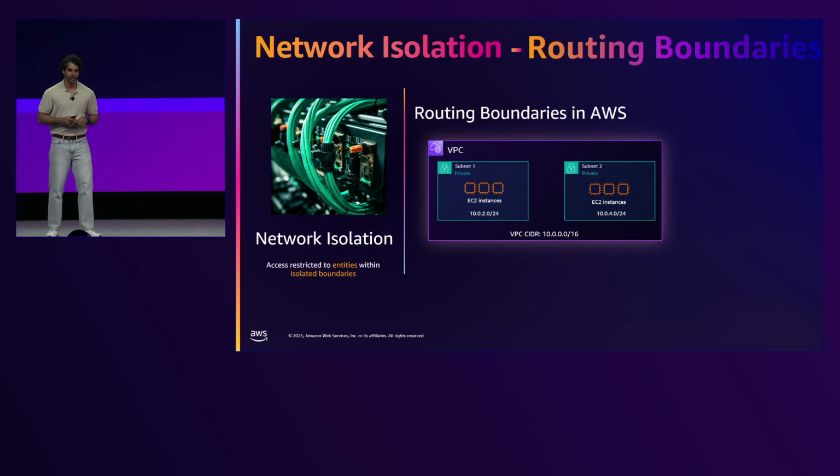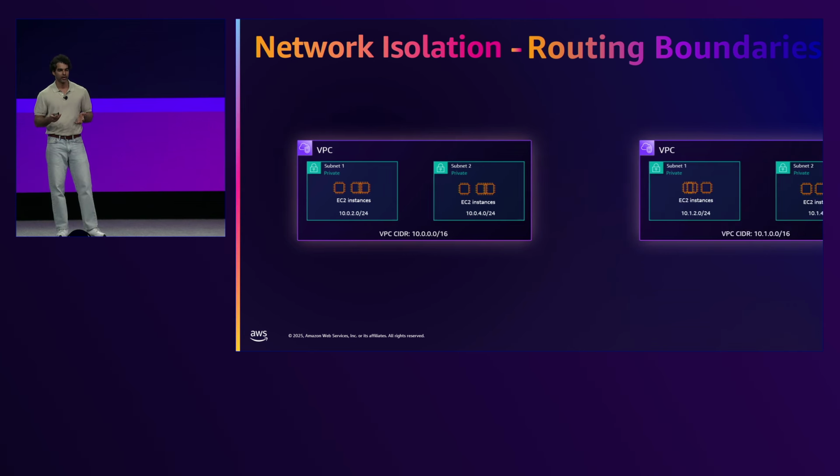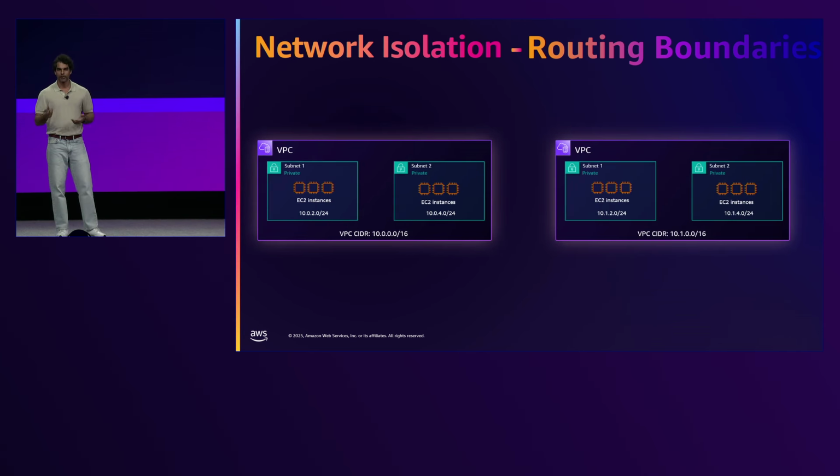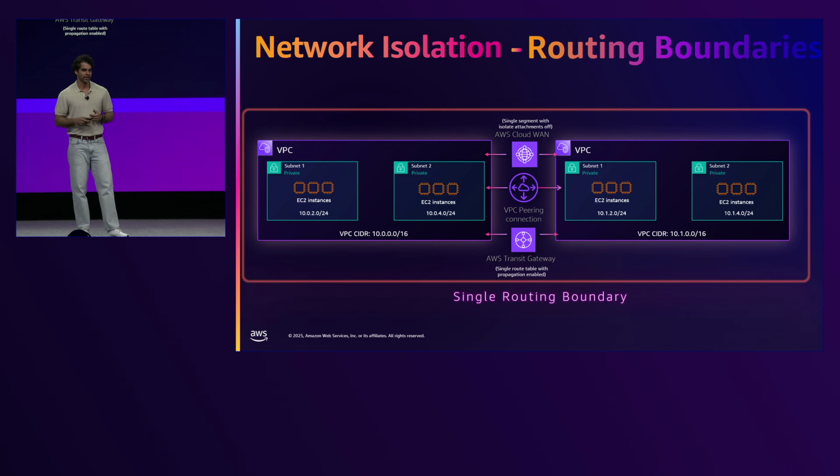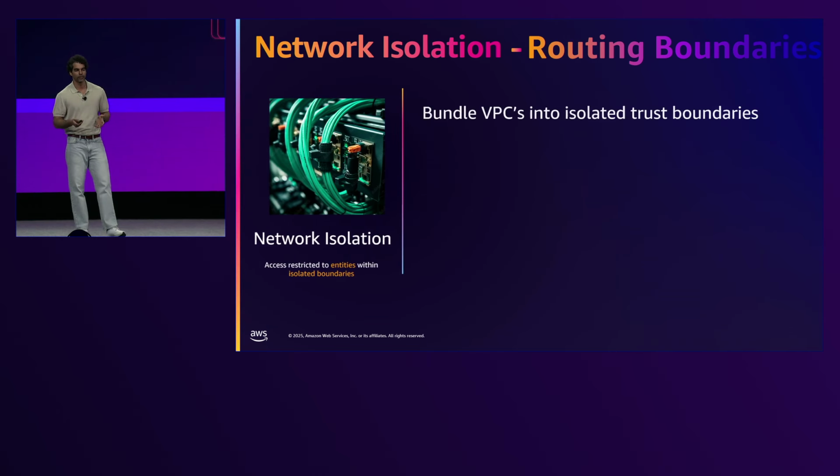How do you implement routing boundaries in AWS? Well, if you look at a VPC, that's inherently the most fundamental routing boundary. Everything in a VPC can talk to each other by default, right? But then in reality, you have multiple VPCs, and they're different routing boundaries by default, but you want to connect them together. So you bring in VPC peering, transit gateway, Cloud WAN, single route table, and then you basically are enabling traffic flow from any to any in these VPCs.